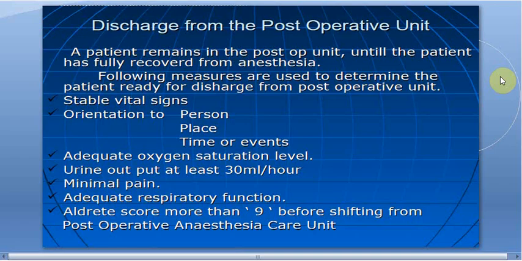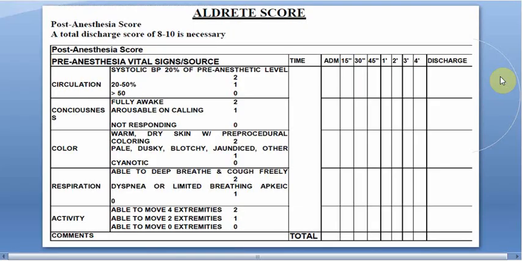Next is, prepare the patient for discharge once he is stable. Check the oxygen saturation, urine output, pain, respiratory function, cardiovascular function. All that you have to assess. Most of the time they use one score called the Aldrete score. Once you are shifting the patient from the PACU, you will use that Aldrete score to see what is the condition of the patient.